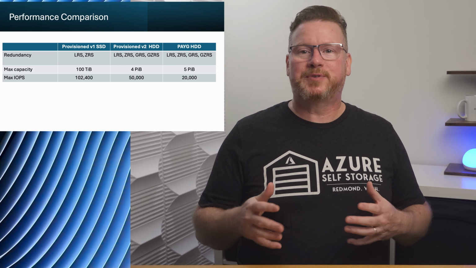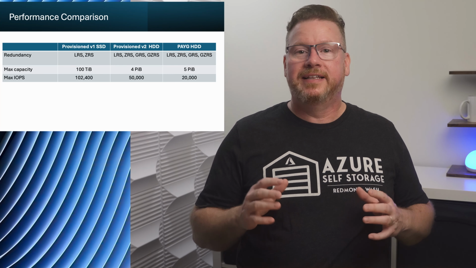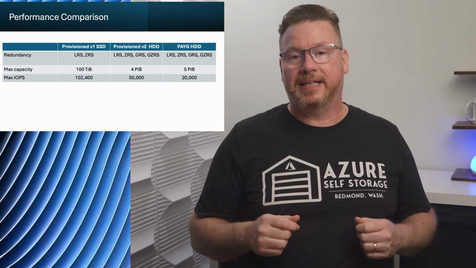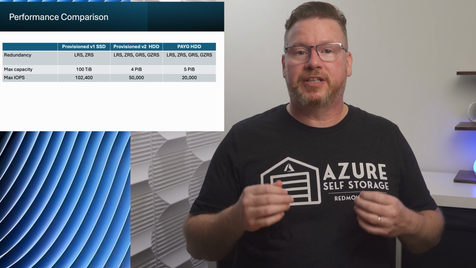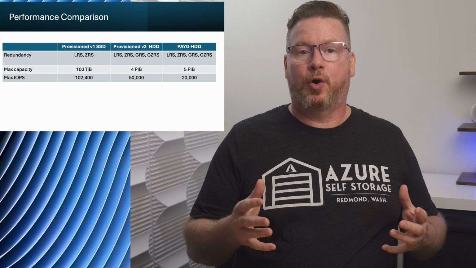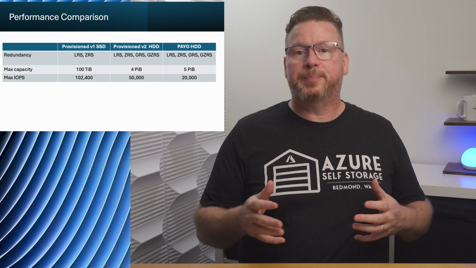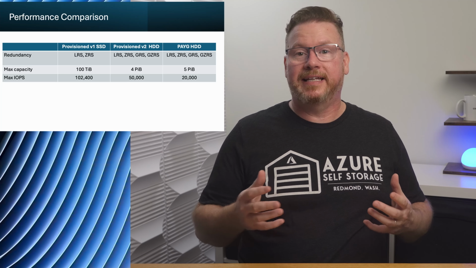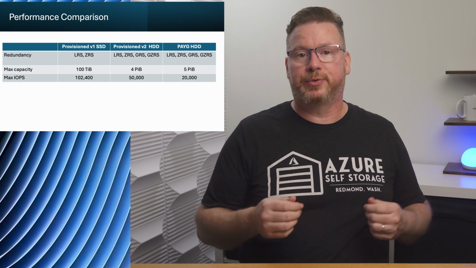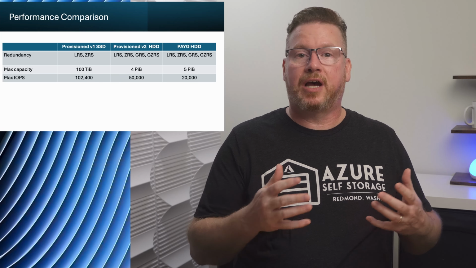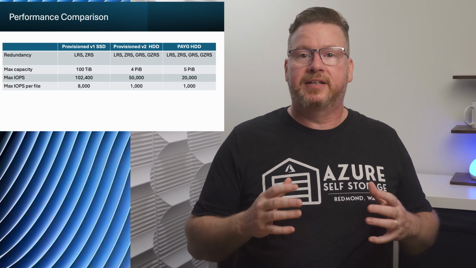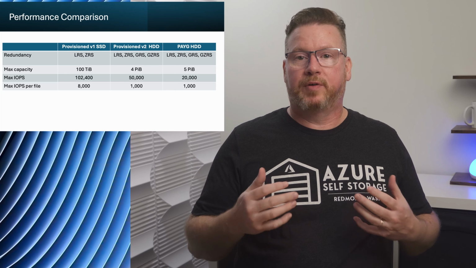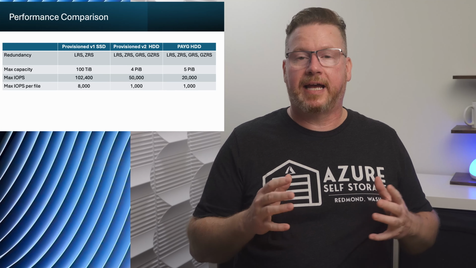The maximum IOPS for the storage accounts is also different. The SSD option offers significantly higher IOPS, but that's based on the capacity provisioned. We would need to provision the maximum amount of storage to see over 100,000 IOPS. Provision P2 can go up to 50,000 IOPS, and that can be set independently of the provision storage and throughput. Pay-as-you-go has a storage account limit of 20,000 IOPS. There's also a maximum file IOPS for each storage option. Again, Provision v1 offers the highest IOPS per file.